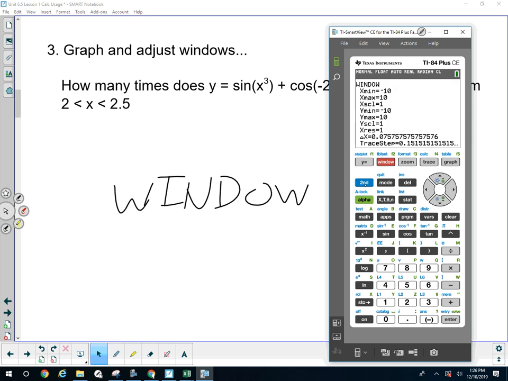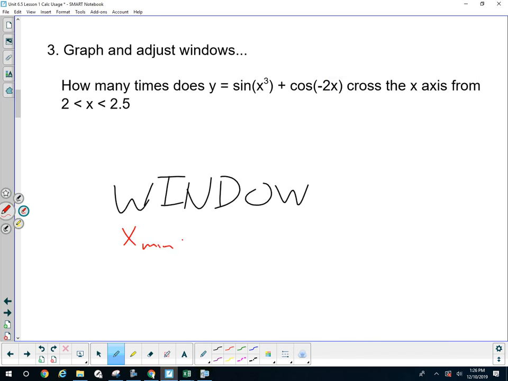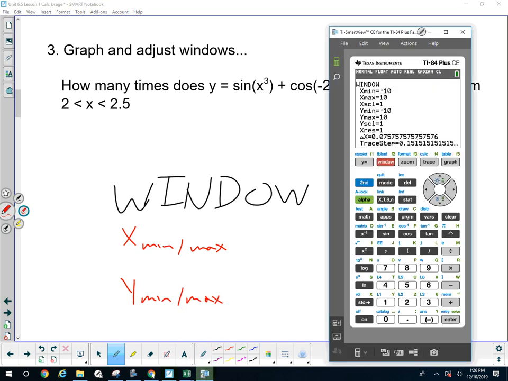Go to window. You see x min, x max, y min, y max. This is what we are going to adjust. It shows us which x's do we start with and end with, and which y's do we start with and end with. Tells you your x's are between 2 and 2.5. 2 as an x min, 2.5 as an x max. Maybe you want to go from like 1.5 to 3. Sure, you could do that. But you could also just start where you start and where you end.